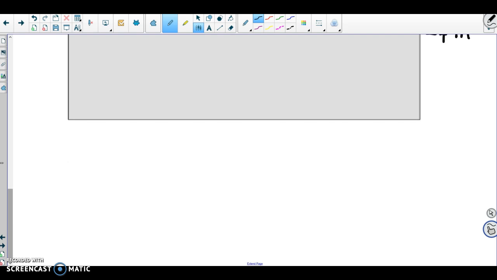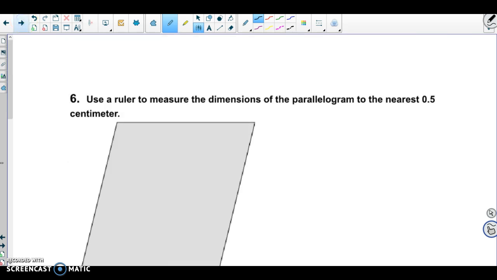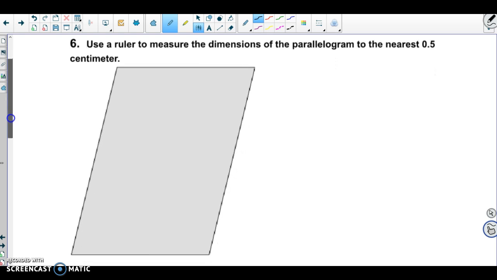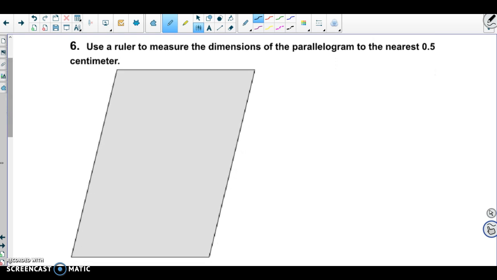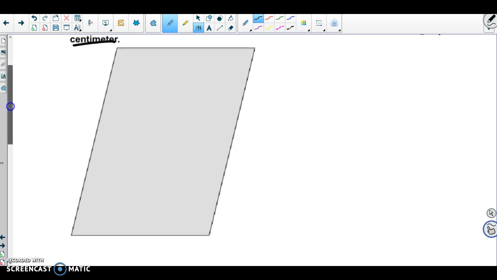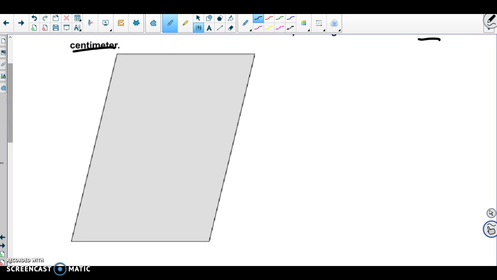Okay, so we're on the next page. And again, they're going to have us measure the dimensions of the parallelogram to the nearest 1/2 centimeter. So here's my parallelogram. I need to figure out where I'm measuring. Well, my base is pretty easy because I can just measure down here for the base. And if I do that, the nearest 1/2 centimeter ends up being 6 centimeters.